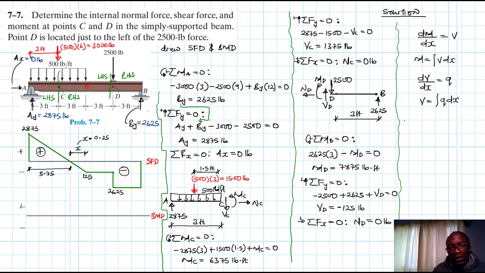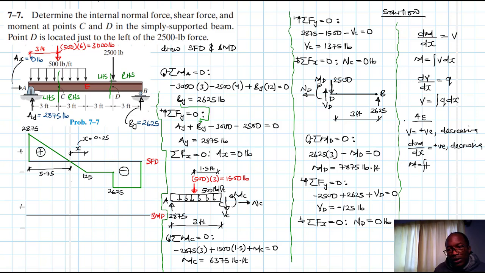So we said from A to E, our V is positive and it is decreasing, okay? Therefore, the slope of our moment, dM/dx, will also be positive and decreasing, okay?